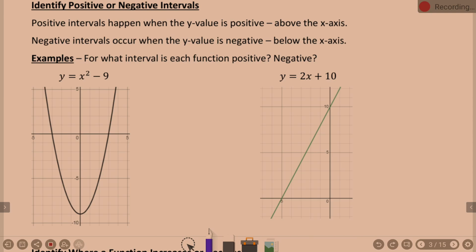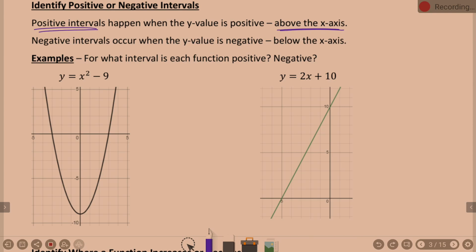Now, when is the graph positive? Well, the graph is positive when it is up, when it's on top. So when we talk about a positive interval, it says when the y value is positive. That is saying when the graph is above the x-axis, okay? Because the top half of the y-axis is where your y's are positive, yes? So that's what we're saying there.